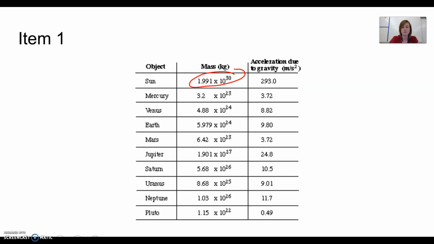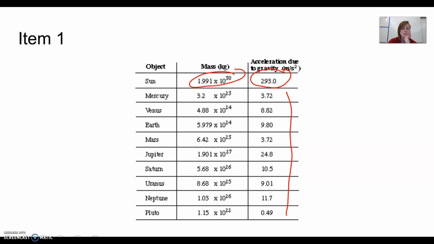Now let's see what its gravity is like compared to the other ones. It has 293 meters per second squared of gravity. And in fact, that's way bigger than all the other ones on the table, right? So the sun has the biggest mass and the biggest gravity. That makes me think that things with bigger masses have more gravity. But just to double check, let's find which one of these planets has the smallest mass and see if it also has the smallest gravity. So go ahead and look at all the numbers here.